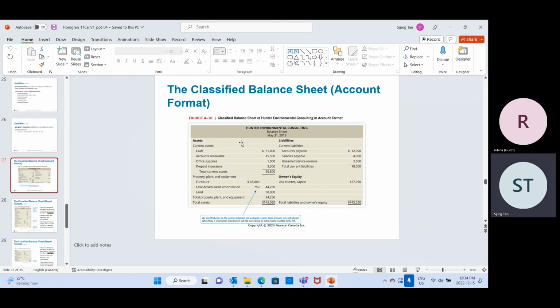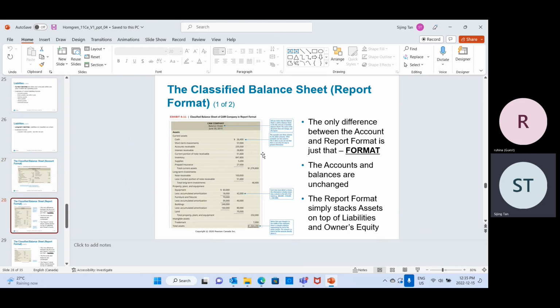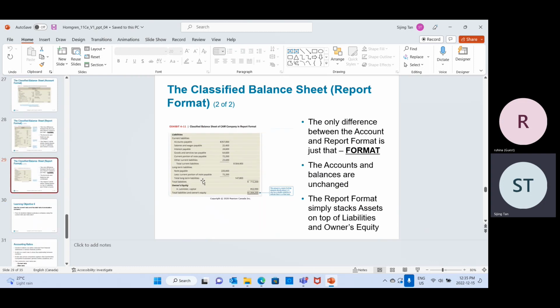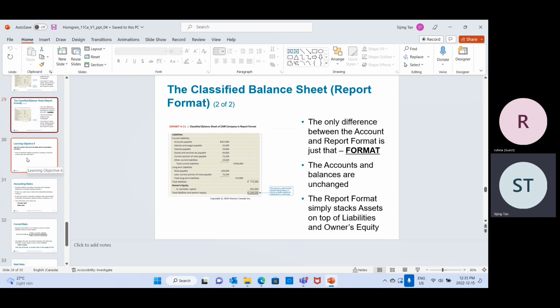To classify the balance sheets, there are two different formats. The first format is the account format, which has assets listed on the left side and liabilities and owner's equity on the right side. The next format is the report format. So the assets are at the top, and liabilities and owner's equity at the bottom. The only difference between those two is the format. So you are good to use whatever you prefer. Sometimes different companies will prefer a different format, so just pay attention to those. But for me, if you're taking the classes or doing exercises or practices, both formats work.